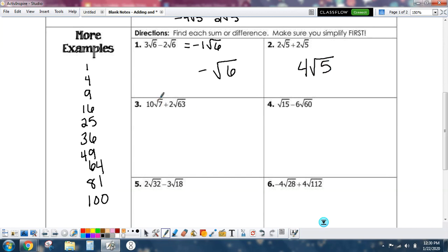Now, number 3, we have 2 different numbers under our radicals, so we need to try and simplify this as much as we can. And I know that when I look at my perfect square list, the biggest perfect square that goes into 63 is 9. And 9 times 7 is 63. Okay, and I know that the square root of 9 is equal to 3.